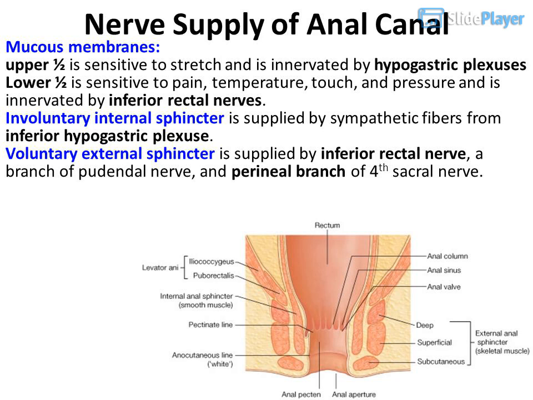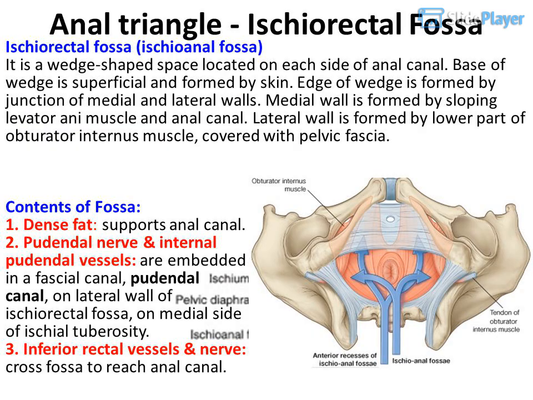Nerve supply of anal canal. Mucous membranes: the upper half is sensitive to stretch and is innervated by the hypogastric plexuses. The lower half is sensitive to pain, temperature, touch, and pressure and is innervated by the inferior rectal nerves. The involuntary internal sphincter is supplied by sympathetic fibers from the inferior hypogastric plexus. The voluntary external sphincter is supplied by the inferior rectal nerve, a branch of the pudendal nerve, and the perineal branch of the fourth sacral nerve. Anal triangle, ischiorectal fossa.